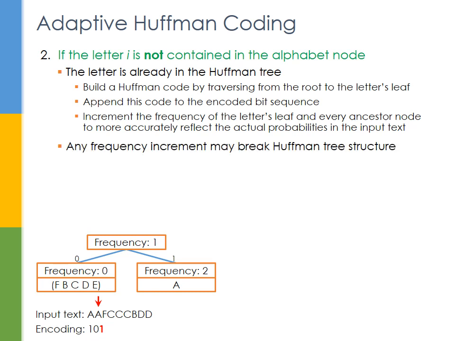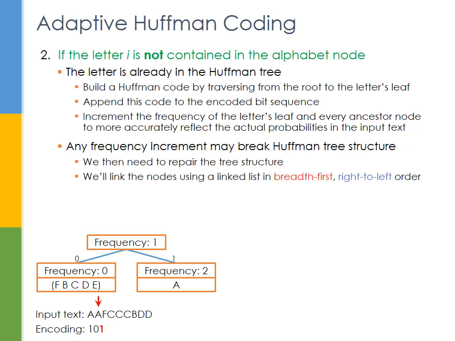All right, so any frequency increment may break the structure of our Huffman tree. So recall from the previous lecture that a Huffman tree should be merging nodes that have a very low probability, and therefore nodes with a higher probability will occur higher up within the tree structure. All right, so if we encounter a situation where the structure of the Huffman tree has been broken, we then need to repair the tree structure.